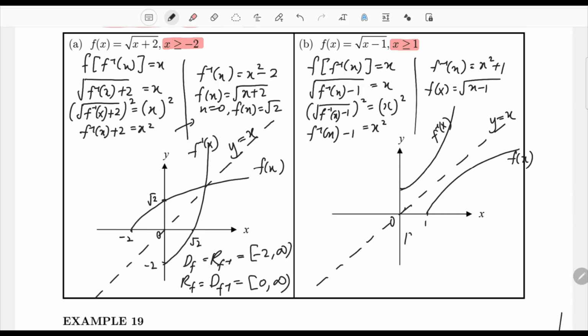So hence the domain of f equal to range of f inverse, which is 1 to infinity. So range of f equal to domain of f inverse, which is from 0 to infinity.